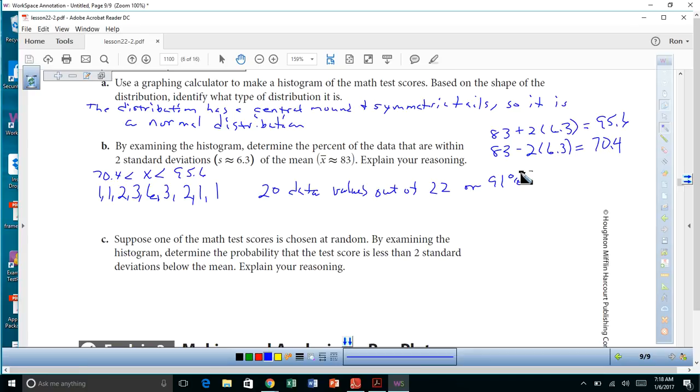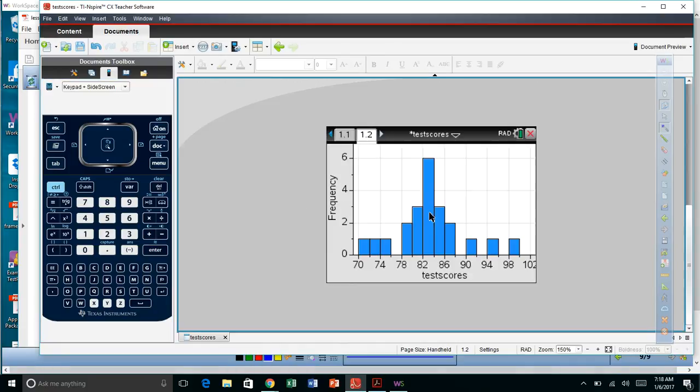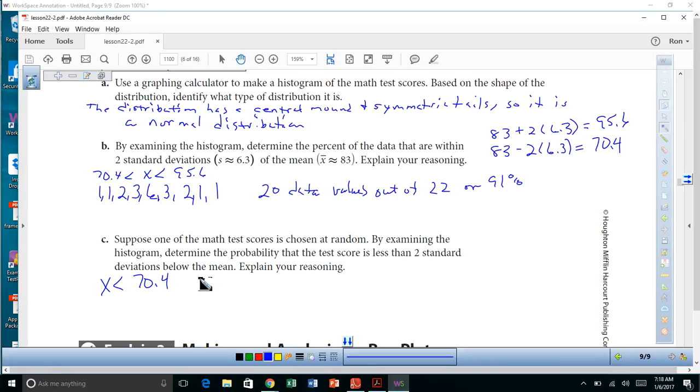Suppose one of the math test scores is chosen at random. By examining the histogram, determine the probability that the test score is less than 2 standard deviations below the mean. So we're looking at something that, let's see, X is less than 70.4. And there's only one. That one right there. Okay, so there's only one.